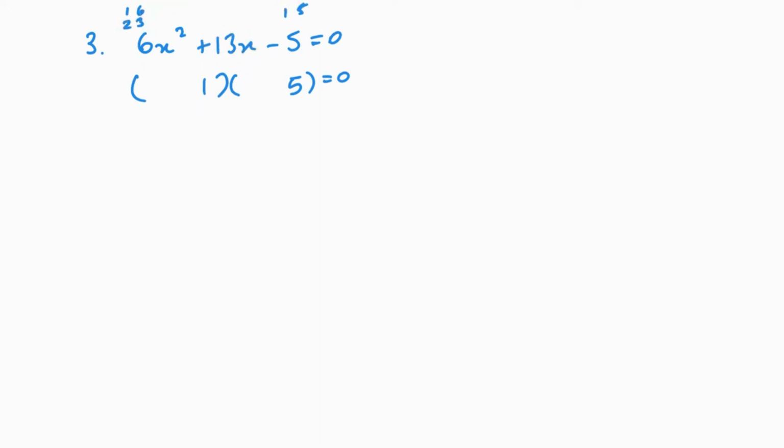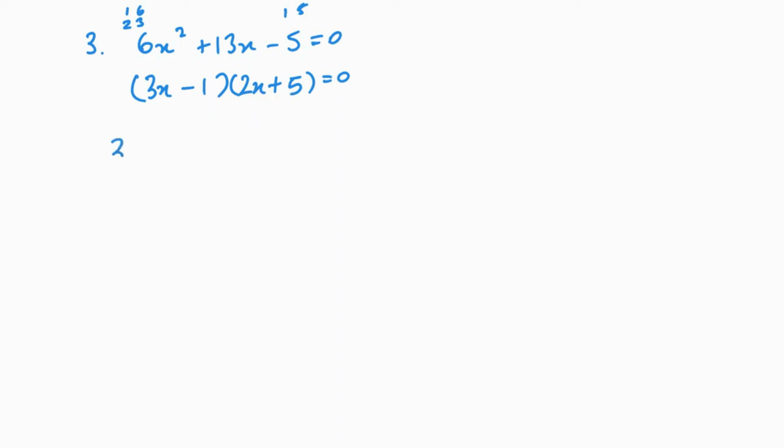So 2 times 1 and 3 times 5. I want the 3 times 5 to be positive and the 2 times 1 to be negative. And then let's just double check. 6x squared, 15x minus 2x is 13x, minus 5.